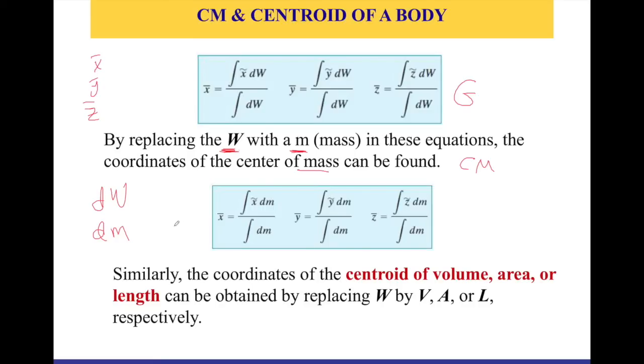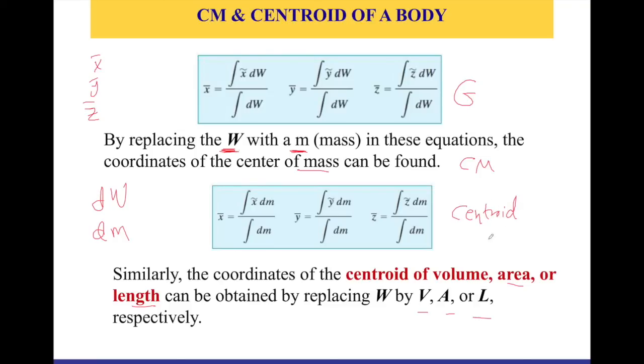Similarly, we have three other important quantities that we can identify, which are related to something called the centroid. So we have the centroid of volume, centroid of area, and centroid of length. And again, we can calculate them similar to what we did with the center of gravity and center of mass by replacing W with the volume, area, and length. And that's how we find the centroid. So this is something to distinguish between the center of gravity, center of mass, and the centroid.